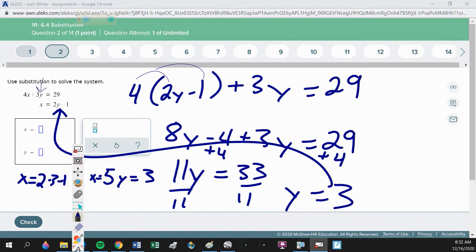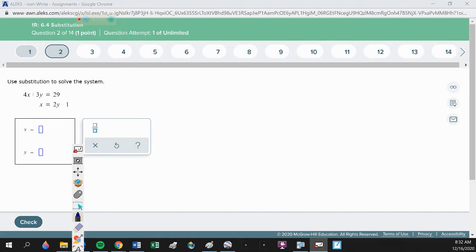Do you guys want to see any more of those? You want to see another one? Okay, we'll do one more. One more of this type.